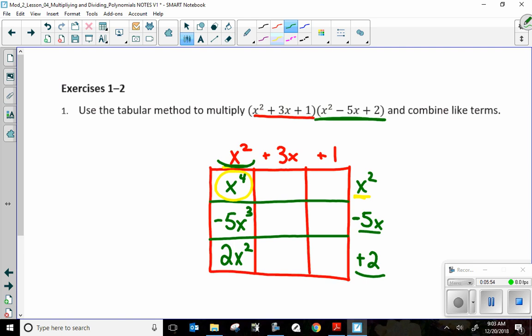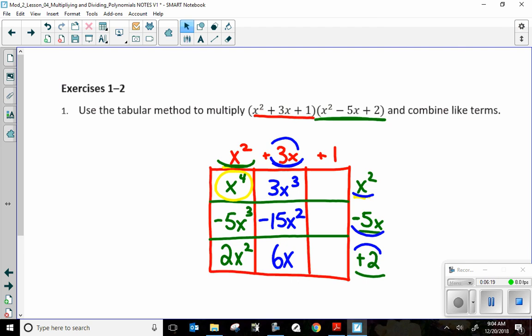All right? That's not horrible. Now, let me try multiplying the column with everything by 3x. So 3x times x squared is 3x cubed. 3x times negative 5x, that's negative 15x squared. And 3x times 2 is a positive 6x. All right. Not too bad, not too bad.